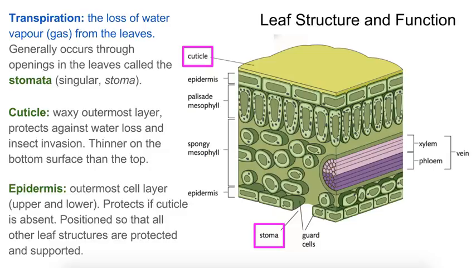The epidermis is the outer layer of the leaf, and you can see an upper epidermis here and also a lower epidermis. This protects the leaf if the cuticle is absent, and it's also positioned so that all the other leaf structures we mentioned are protected and supported. You can see that here.